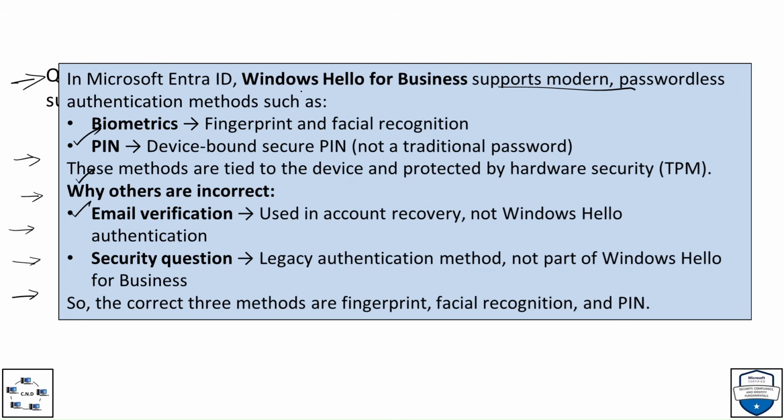So in Microsoft Entra ID, Windows Hello for Business supports modern passwordless authentication methods such as biometric, that is fingerprint and facial recognition, and PIN, which is a device-bound secure PIN, not a traditional password. So those methods are tied to the device and protected by hardware security, that is TPM. So why the other options are incorrect? So email verification is used in account recovery, not Windows Hello authentication. Security question is a legacy authentication method, not part of Windows Hello for Business. So the correct three methods are fingerprint, facial recognition, and PIN.